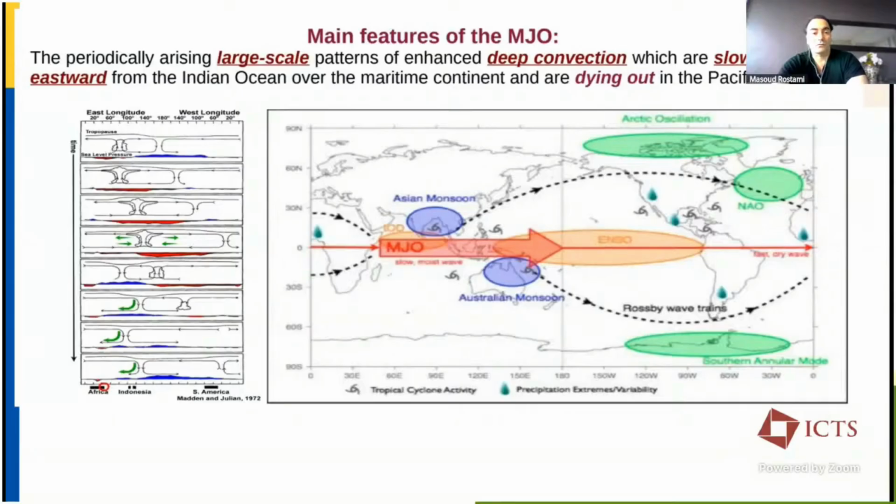So it's a very, very important one. It initiates over the Indian Ocean, goes eastward, passes the maritime continent, and over the Pacific Ocean it dies out, at least in the lower troposphere. In some observations in the upper troposphere, there is still some structure that circumnavigates all around the world and starts again the MJO initiation.